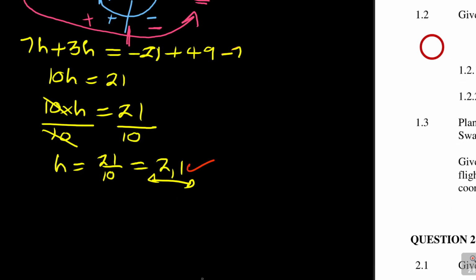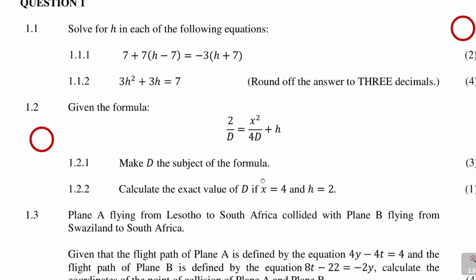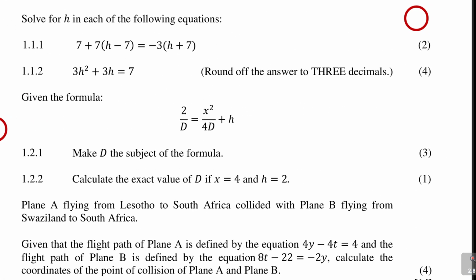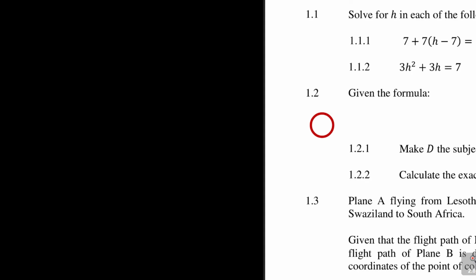You see, it takes a bit of time, but that's how you don't lose these simple marks. Now there is the rounding off. You see, they are specific now: 3 decimal places, 4 marks. Look at this. When they say 3 decimal places, guess what? I'm going to write this for you so that you can see how you can easily pick up these kinds of questions. 3h squared plus 3h is equal to 7.